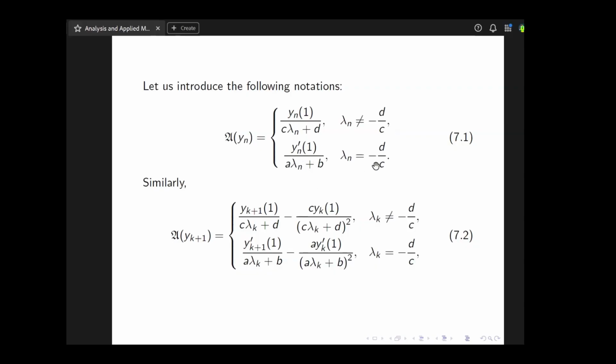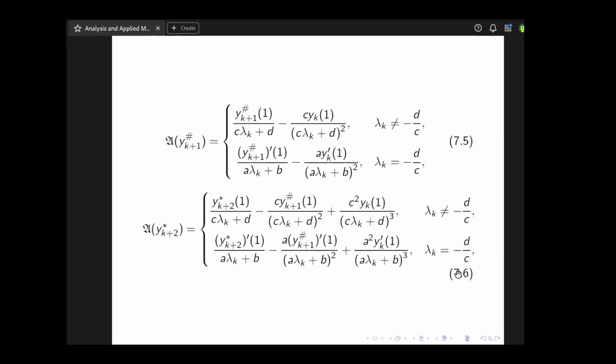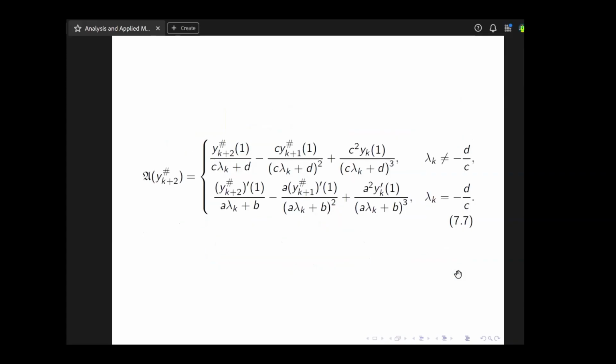This Gothic letter A means this if lambda is different from minus 2 over c, this if lambda is equal to minus 2 over c. We can introduce similar notations for the associated functions and even for special associated functions, y_{k+1}^*, y_{k+2}^{d*} and so on. Introduction of these symbols will make our coming formulas very simple.